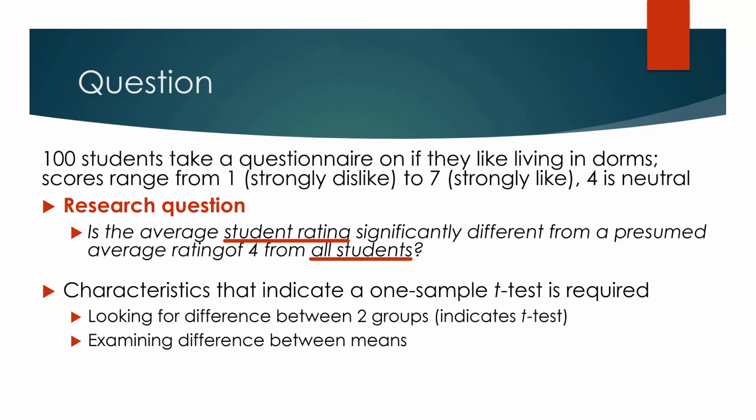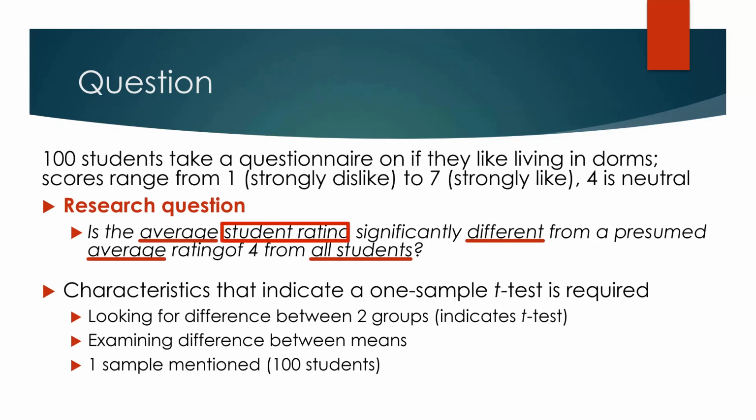Now, we're looking for a difference, okay, between the means. So you'd see a keyword, different, there, especially with the technical term significantly different. And average. Average is going to be referring to our means. We're looking at the averages here. We want to see if the average of the sample student rating is different from the average rating from all the students, okay? And lastly, we see that one sample is mentioned. That would be the 100 students, okay?